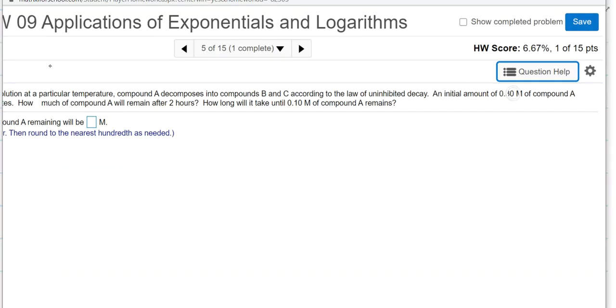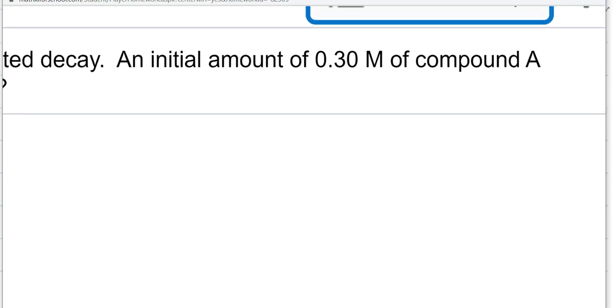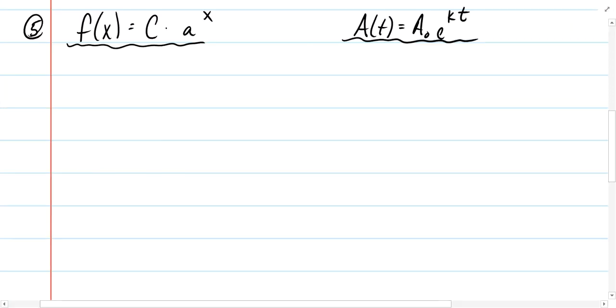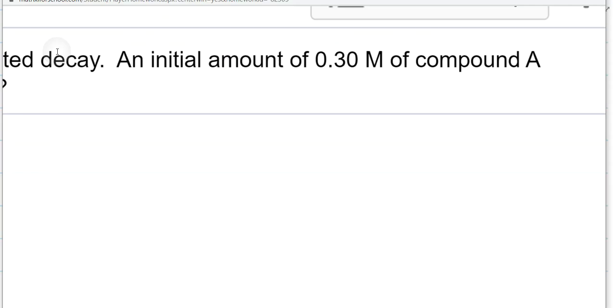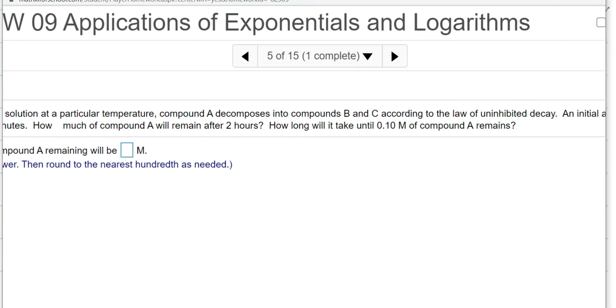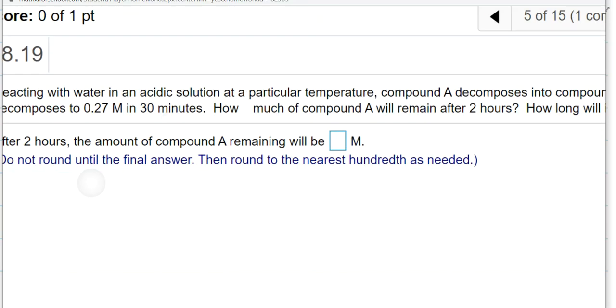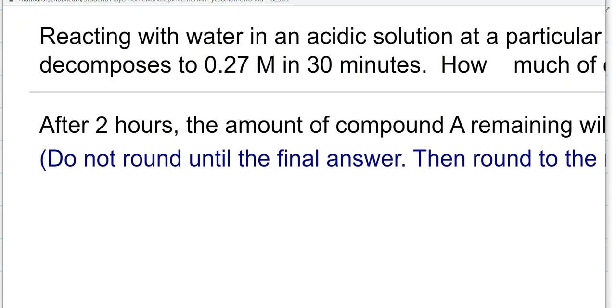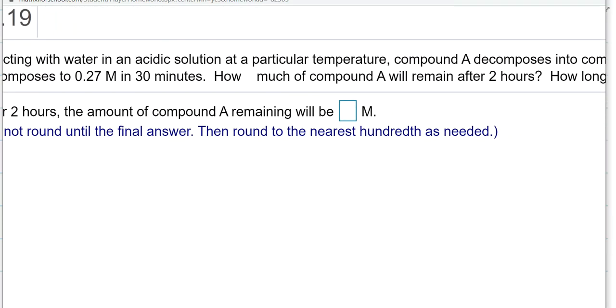We know that there's an initial amount of 0.3 moles of compound A. So in this example over here, an initial value or initial amount is represented by C. So we have 0.3 moles. And over here, the initial value is A sub 0, and that's again 0.3 moles. We're told that it decomposes to 0.27 moles in 30 minutes.